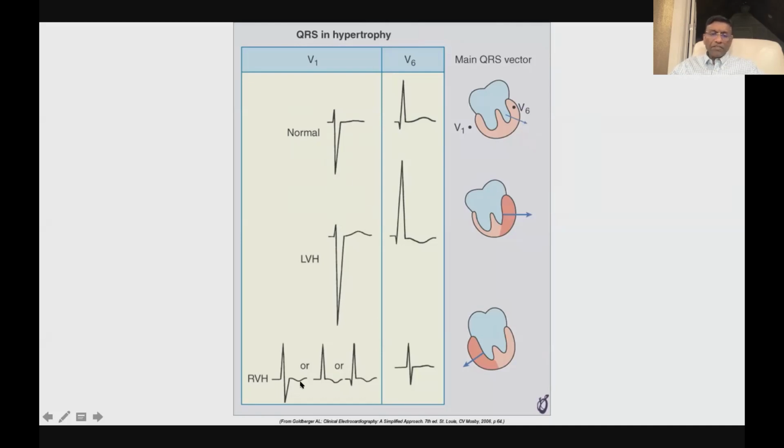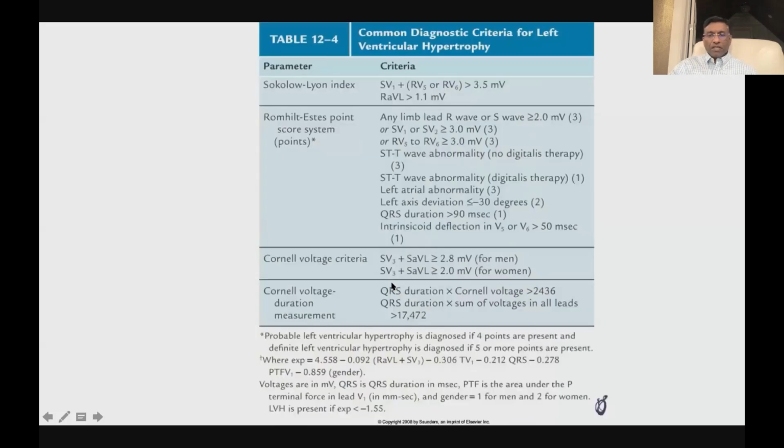The opposite with RVH, where V1 and V2 are looking from the right side of the heart, and they're going to see a very prominent R wave in V1 in right ventricular hypertrophy. So left and right ventricular hypertrophy. I'm not going to dwell on criteria. It's very easy for you to open any textbook of cardiology or EKG book and take a look at it.